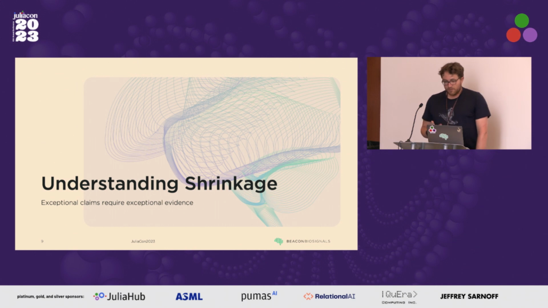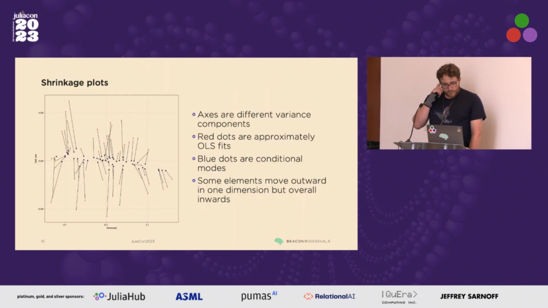But I want to spend a little bit more time on a different type of plot, which we call a shrinkage plot. And this is an example from a slightly simpler model. The axes are the different variance components in a mixed model. So here we have the by-participant intercepts on the x-axis and a by-participant slope on the y-axis. The red dots are approximately what you get from an ordinary least squares fit within participants, approximately because that's not actually how we do that. And the blue dots are the conditional modes, so the BLUPs.